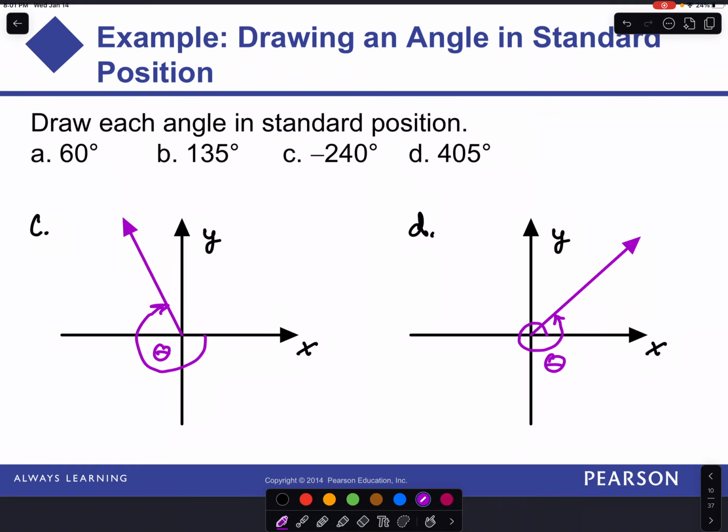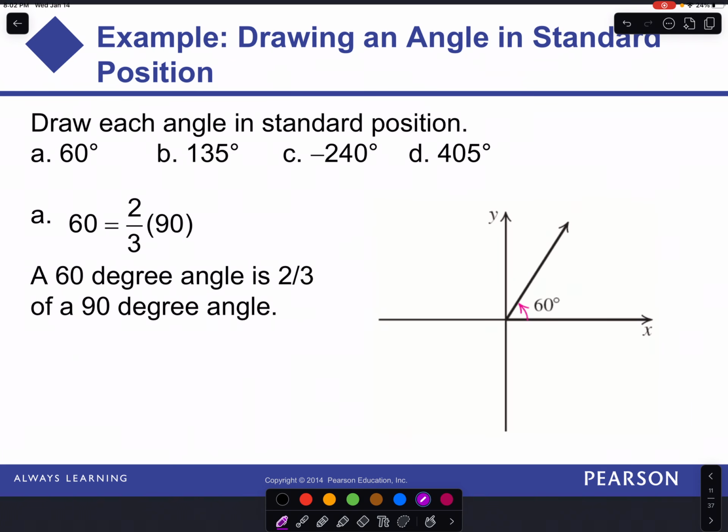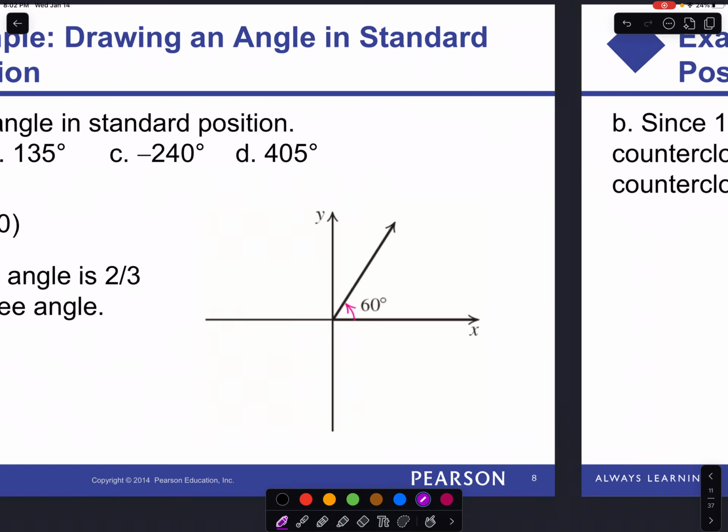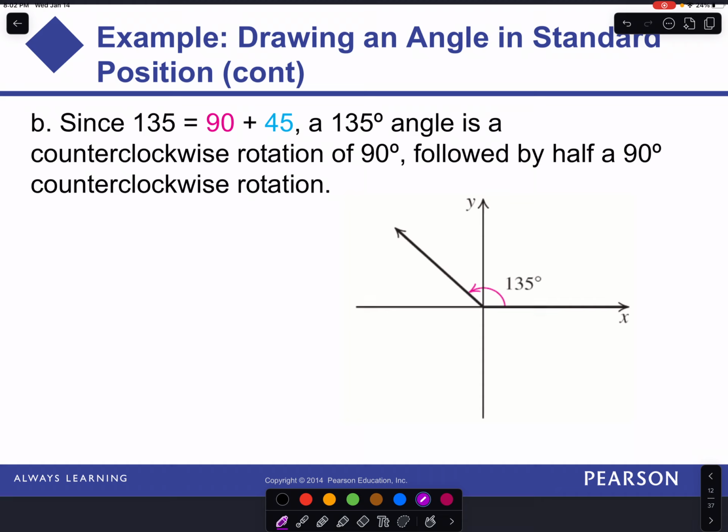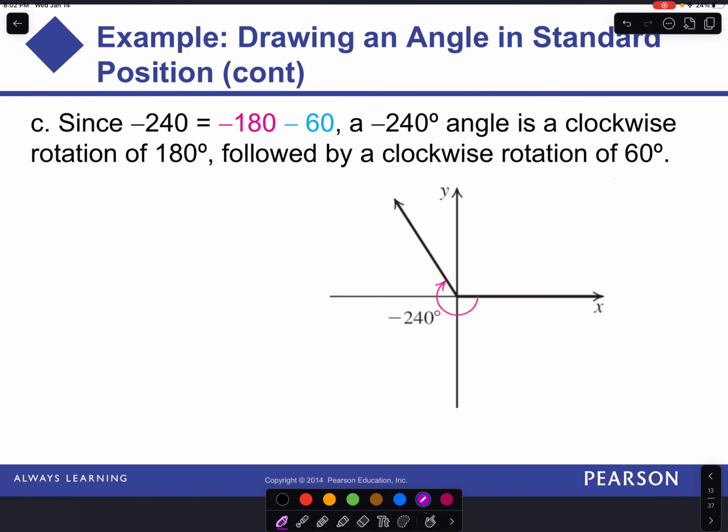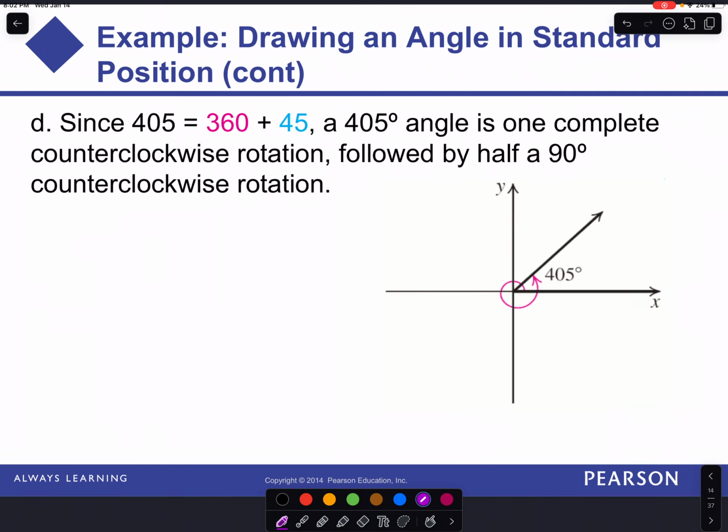Okay. And so these are the results we got. Let's compare this to our prepared notes. 60-degree angle in quadrant 1. 135-degree angle in quadrant 2. Negative 240 in quadrant 2 going clockwise. And then 405. It basically puts us at a 45-degree angle in quadrant 1.